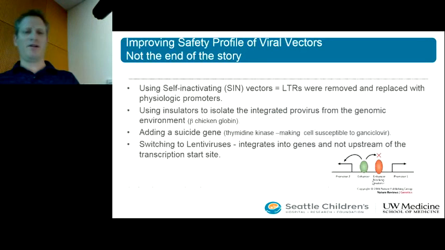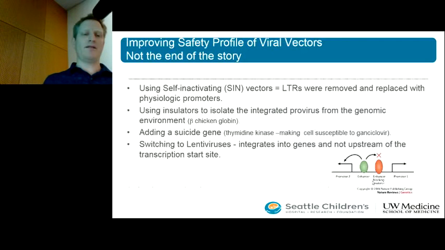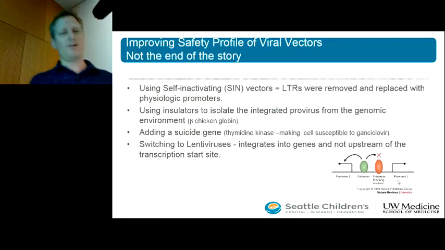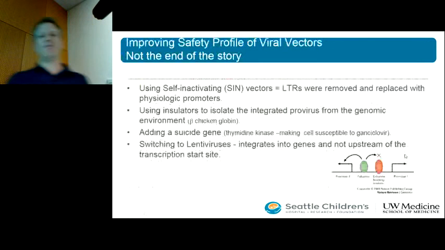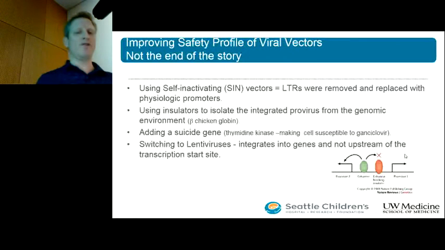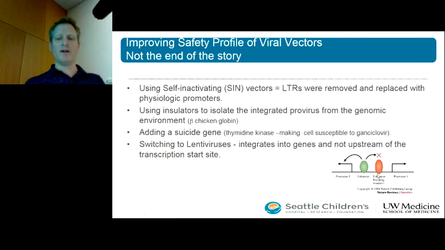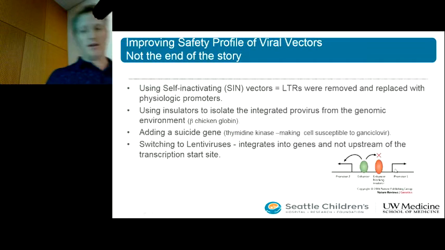No, it was not the end of the retroviral vectors. People started to manipulate the virus. So they're using what we call today self-inactivating viruses or SIN vectors, which means that these strong enhancers, these LTRs, were removed and replaced with more physiological promoters. And people are also using insulators, something that blocks the viral DNA at the end, so it won't affect other genes around it. So that's an example. If you have a promoter, you sometimes also have an enhancer that makes the promoter work even better, and then if you add an insulator, you block the effect of the enhancer.